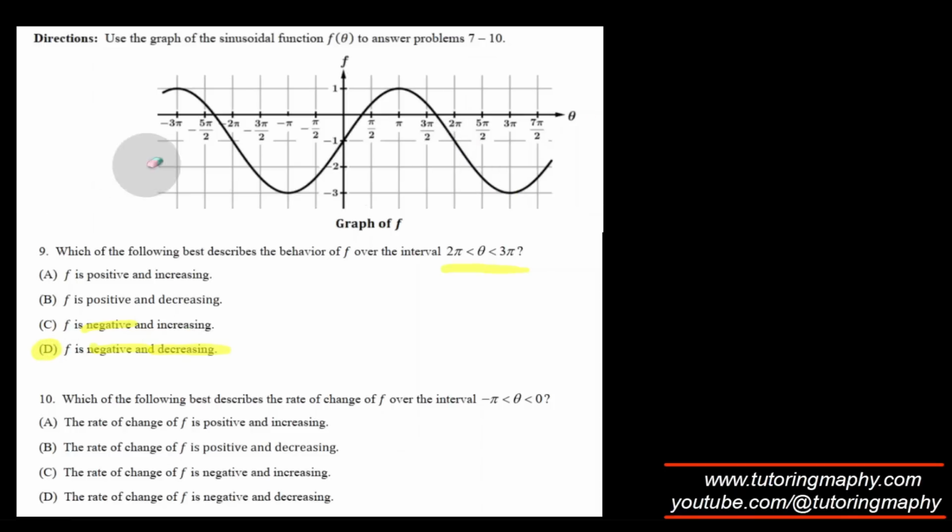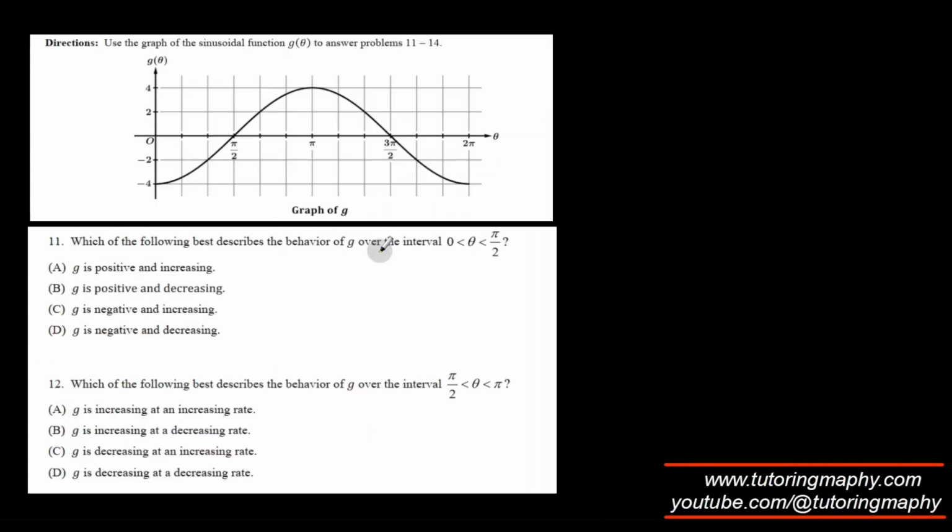And then they're asking what is about negative pi to 0. Negative pi is over here, 0 is over here. So the rate of change is positive. Okay, so this is an increasing function, right? This is climbing, which means that ROC is positive. And since this is a smiling face, ROC is increasing as well. So it has to be option A.